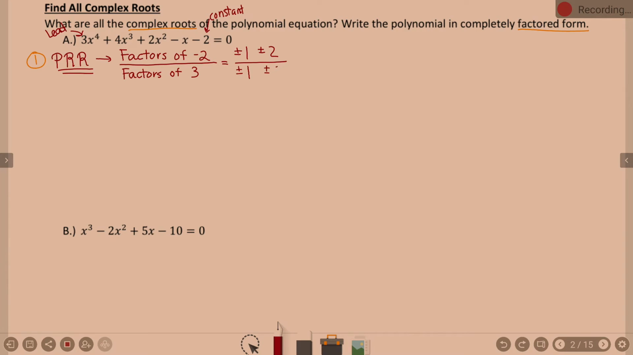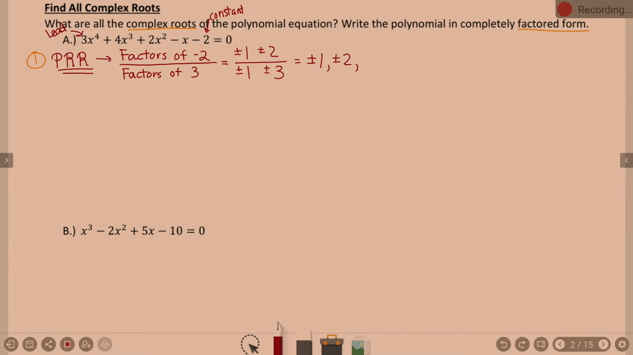1 and 3. Now, I would encourage you, this part is not the graded part in this problem necessarily, but I would still encourage you to go through and make the list. So if I'm making the list, I'm going to start by putting everything over 1. So 1 over 1 and 2 over 1. So plus or minus 1, plus or minus 2.